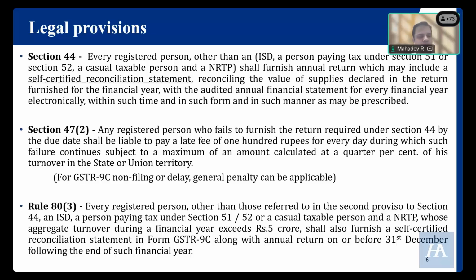Then rule 80 sub rule 3, it talks about who is required to file 9C and what is that turnover limit which needs to be considered. So turnover limit as per rule 80 sub rule 3 is 5 crores. Annual return, we know that it is 2 crores, but for the purpose of annual return, every year there is a notification which is being issued by the CBIC board. If that notification is not issued, then for rupee 1 turnover also GSTR 9 is required to be filed.